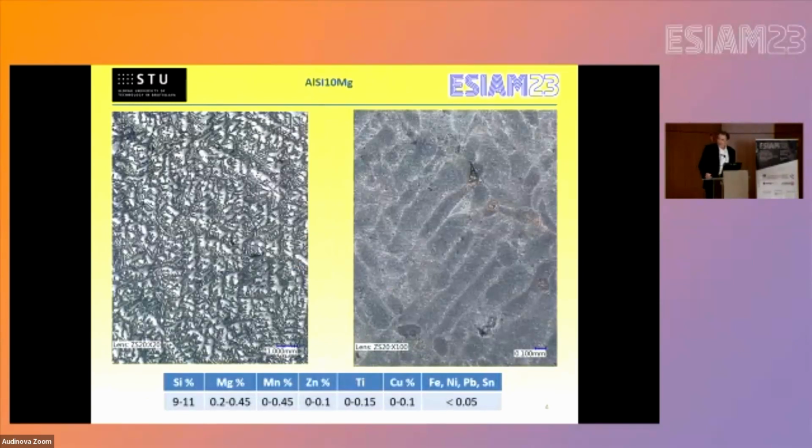This is the outcome from these two different processes. On the left, this is the conventional casting, with magnesium and silicon particles like a chain. And on the right, this is the structure after the melting process of additive manufacturing. Different microstructure. Down is the chemical composition of this alloy. This is a well-known alloy and very well used in industry.